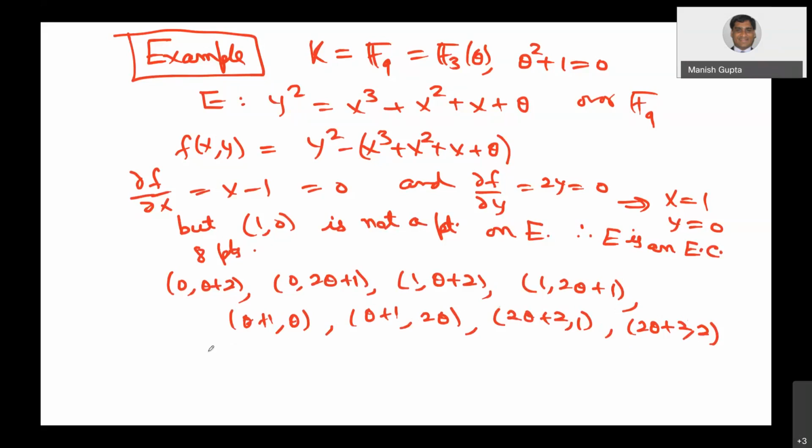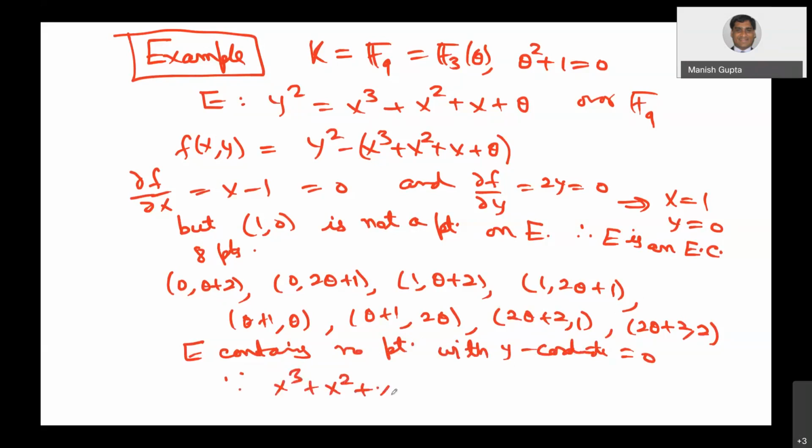Okay, these are the 8 points here. And of course, here E contains no point with y coordinate equal to 0, since x cube plus x square plus x plus θ is irreducible in F9[x]. Okay, so this is another example which I gave.